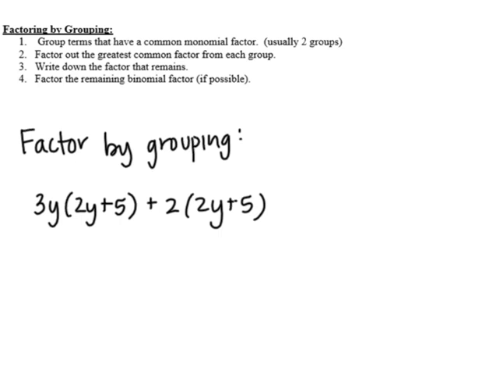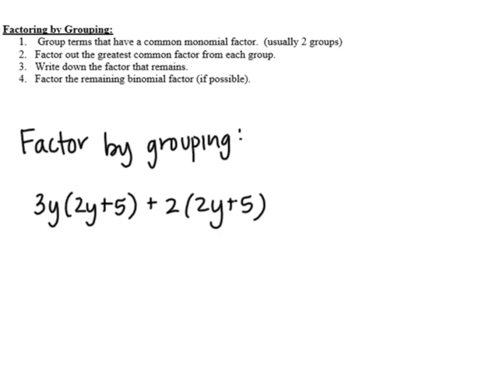The second concept in section 6.1 deals with factoring by grouping, and you see your rules there for factoring by grouping. You want to group the terms that have a common factor, usually we put them in two groups, factor out the greatest common factor, write down the factor that remains, and then factor anything that's left. Our first problem says factor by grouping, and we give you a problem that's already halfway done.